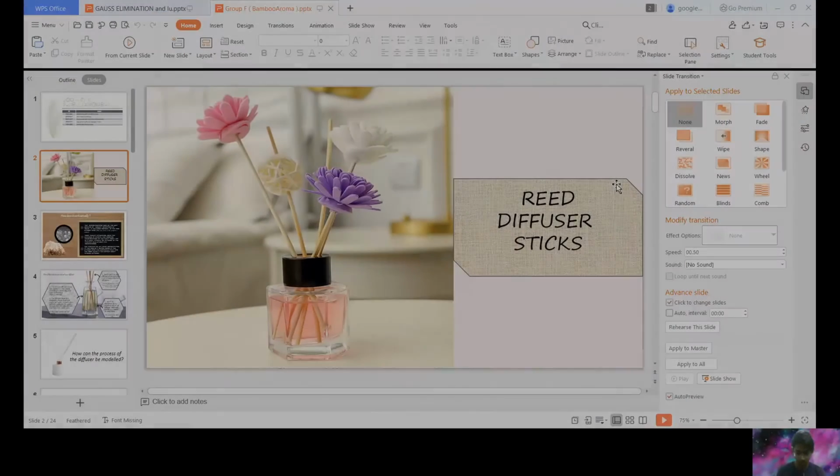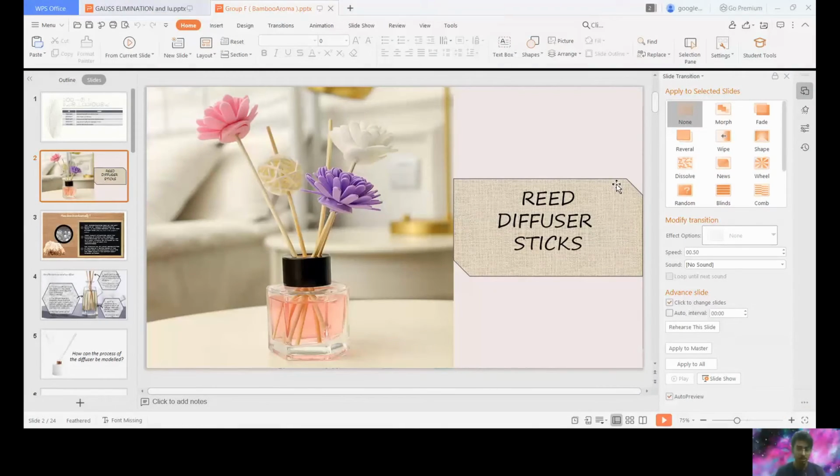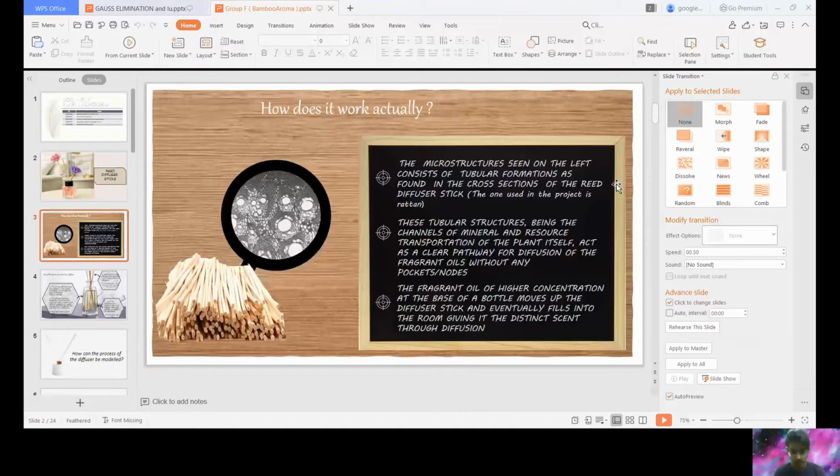Okay, hello everyone. Today I will be explaining about the reed diffuser sticks very quickly. Very simple object, it's just to help spread fragrance. So let's just get straight into it. Okay, so how does it work actually?